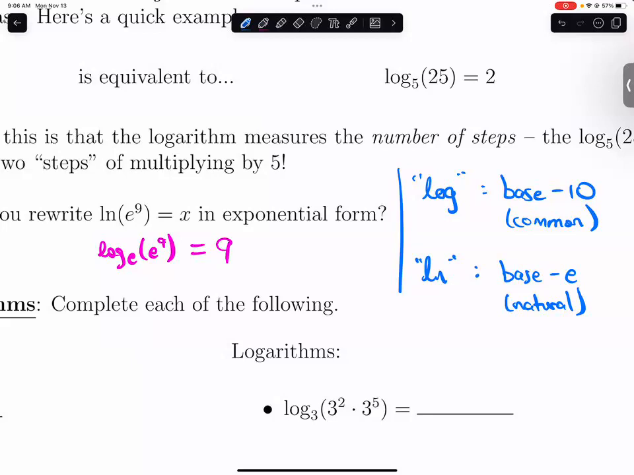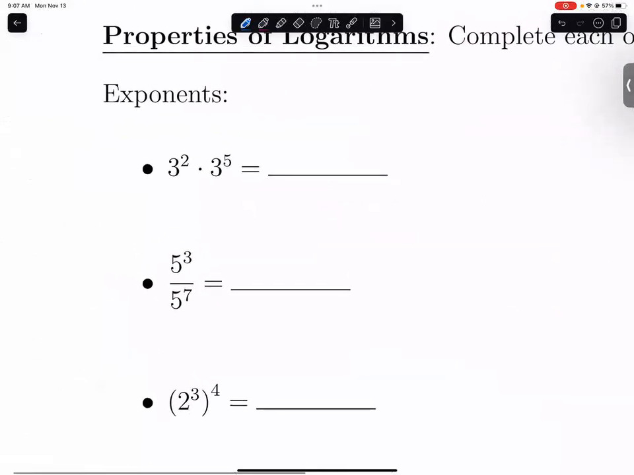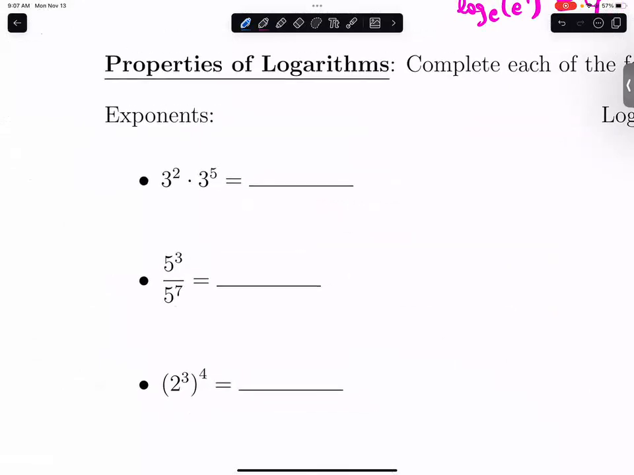Okay. Today we're going to look at some properties for dealing with logs that come out of exponent rules. So let's just start with that, some properties of exponents. How do you simplify something like 3 squared times 3 to the 5th, where you multiply like bases? You add. It's 3 to the 2 plus 5. And 2 plus 5 is 7.